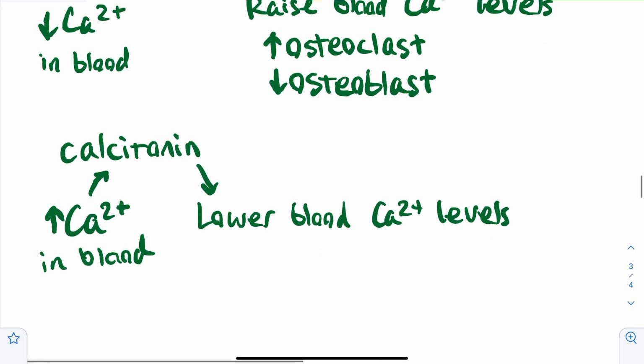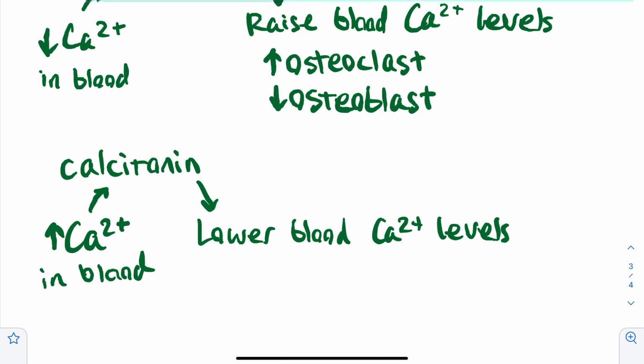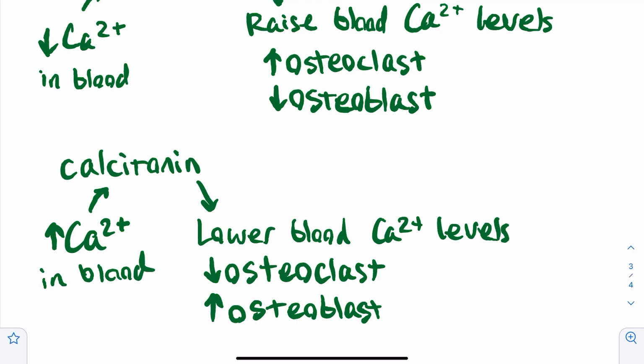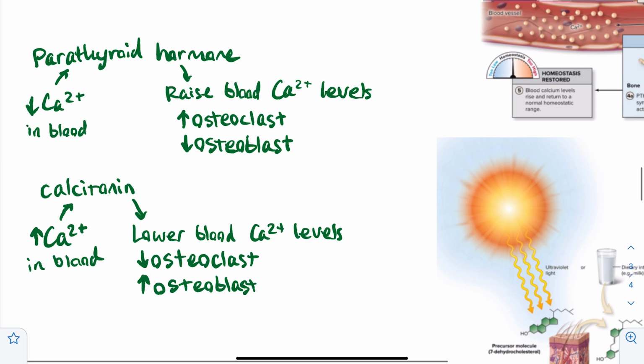And it's going to do this by doing what to osteoblast and osteoclast? It is going to suppress the activity of osteoclasts, so less calcium gets resorbed. And it's going to raise the activity of osteoblasts, because the osteoblasts are going to build up bone, so they're going to take the excess calcium out of the blood and build more bone. So I hope these two make sense.